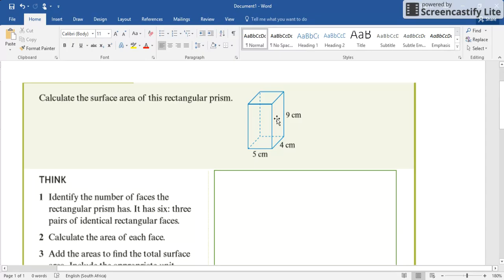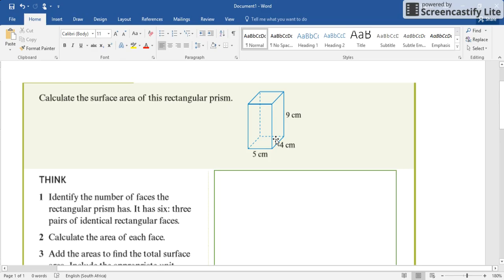So how many faces have we got? Well, if you count, that's one, and it's directly opposite one would be two. The top and the bottom would be 3, 4, and then the front and the back would be 5, 6. So if you're looking at a rectangular prism, you've got 6 sides.